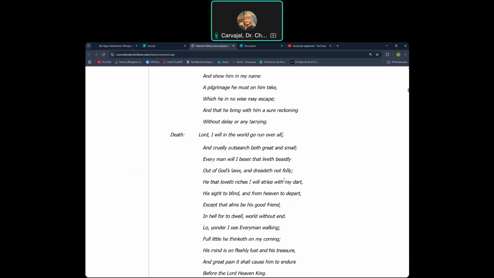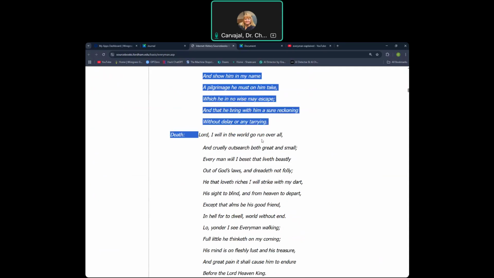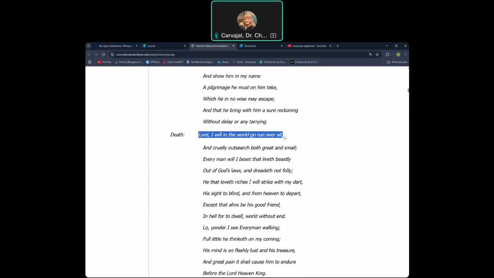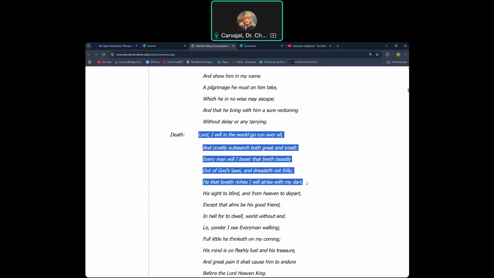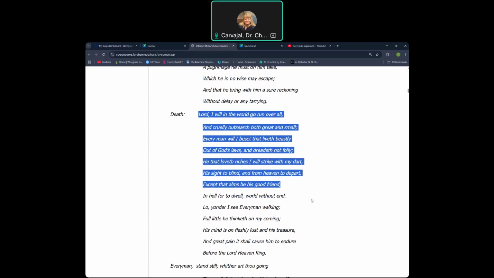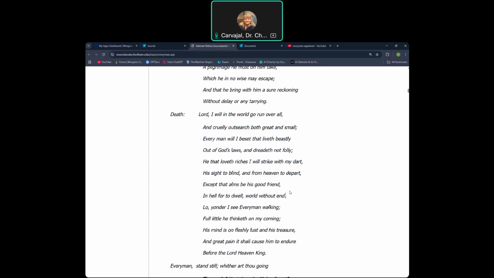And he says, "Okay, I will go. I will in the world go run over all." In other words, death comes to everybody and cruelly outsearch both great and small. "Every man will I beset that liveth beastly out of God's laws and dreadeth not folly. He that loveth riches I will strike with my dart, his sight to blind and from heaven to depart." So whether he's going to go to hell or to heaven, death will come for every man. But at that point is that day of reckoning.